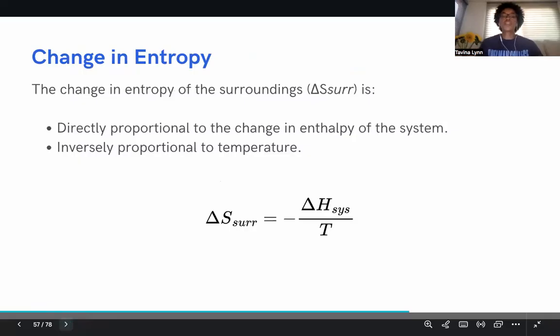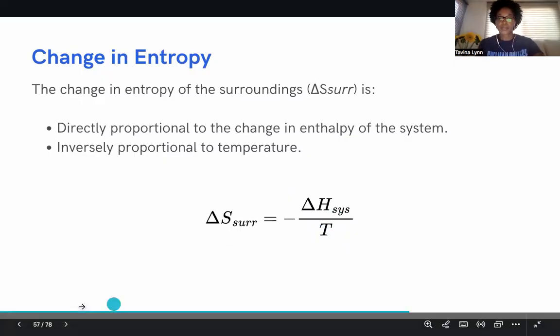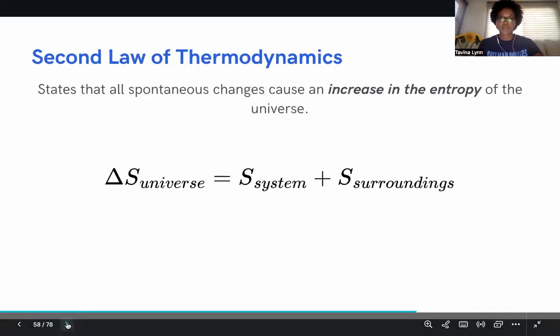So our change in entropy of the surroundings is directly proportional to the change in enthalpy of our system, delta H. It's inversely proportional to the temperature. This is of the surroundings, not the system, right? Change in entropy of the surroundings.